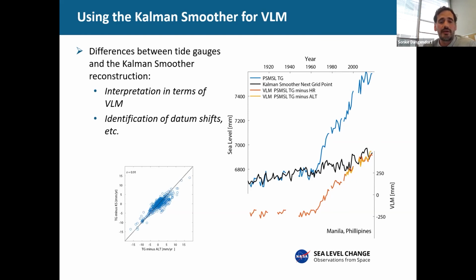This is shown by the scatter plot in the lower left, and we get a very, very good correlation between the two estimates in the order of 0.91, and the RMSE of that is a little bit above 1 millimeter per year, which is very, very precise and underpins the suitability of our technique.